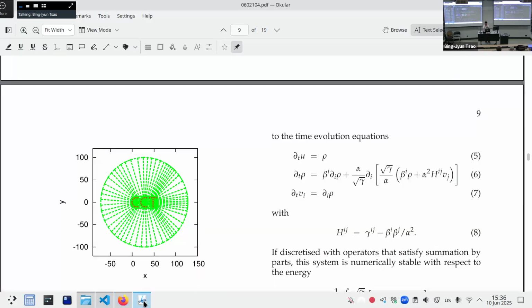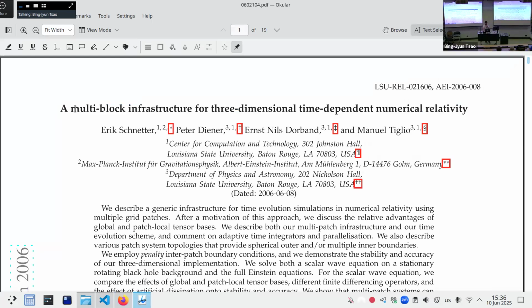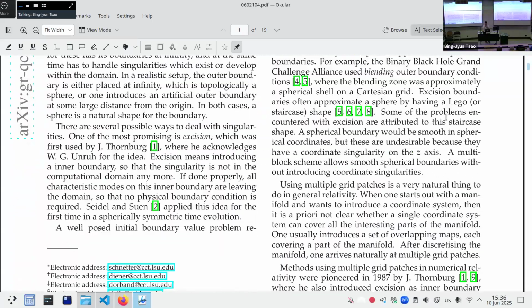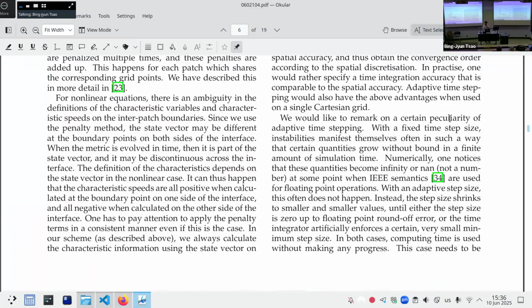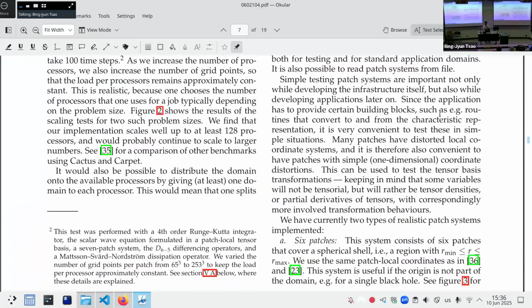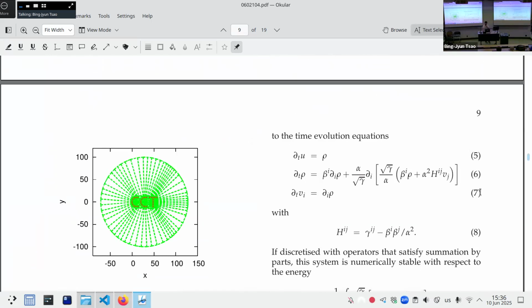For this, I'm going to use this paper, which has absolutely nothing to do with the wave equation specifically, but it gives us the form of the wave equation we are looking for. The paper is called A Multi-Block Infrastructure for Three-Dimensional Time-Dependent Numerical Relativity. The proposed exercise for the session is for us to try and implement what's in equations 5, 6, and 7 here.